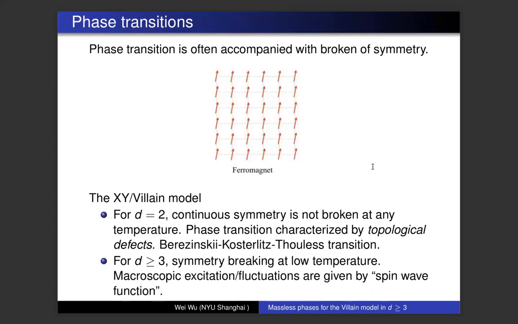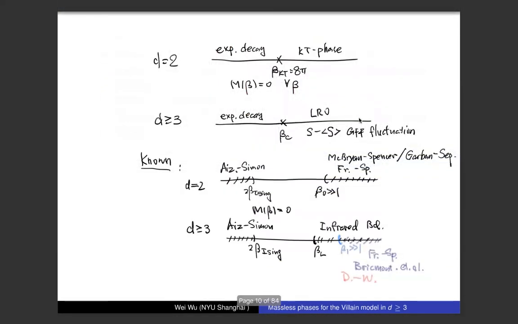So let's be a bit more precise. In terms of the phase diagram, we believe that in 2 dimensions there is a critical temperature, which is 8 pi. At any temperature, there won't be any preferred direction. But when you cross 8 pi, you go from an exponential decay of correlation to the Kosterlitz-Thouless phase, which is characterized by a power law decay of correlations.